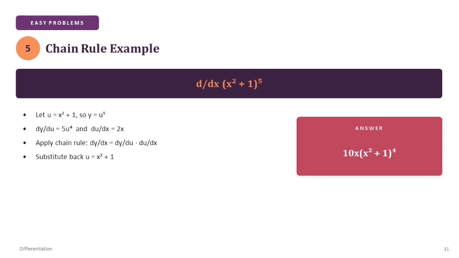We are going to apply the chain rule now. dy by dx is equal to dy by du into du by dx. That is equal to 5u^4 into 2x. 5 into 2 is 10, u^4 x. We are replacing u is equal to x squared plus 1, so that the answer becomes 10x into (x squared plus 1) the whole power 4.